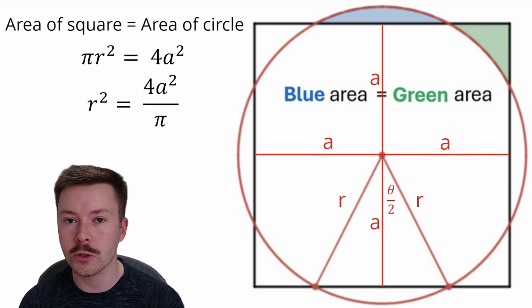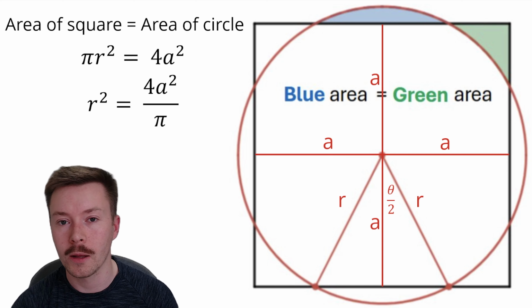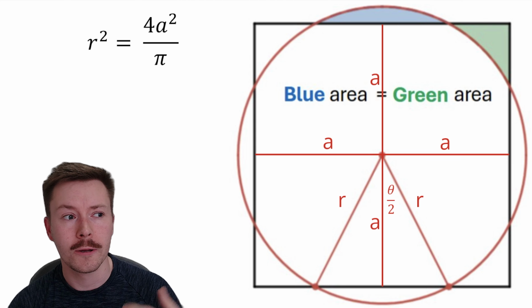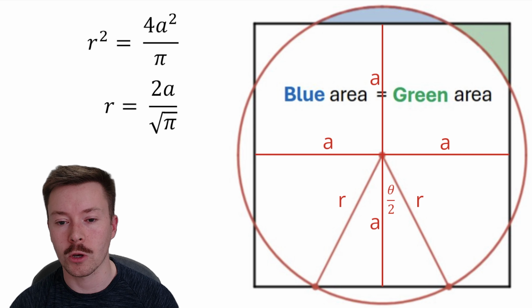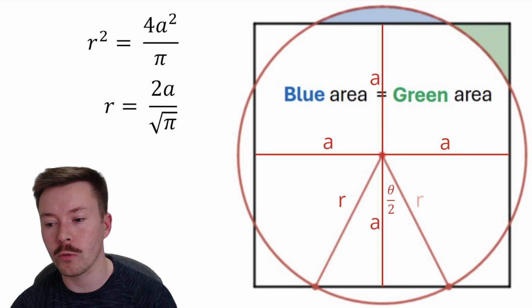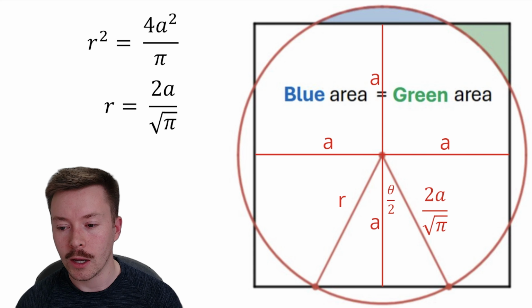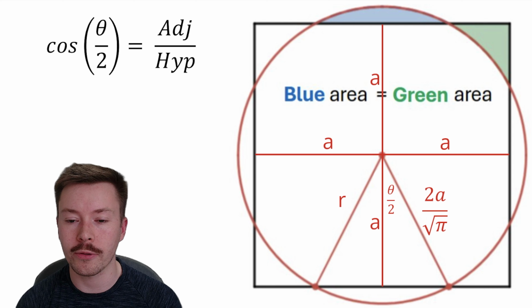Now if we divide both sides of that by pi, we get r squared is equal to 4a squared over pi. And then we're going to square root both sides of this equation to get not a value, but an expression for r. So r is equal to 2a over the square root of pi. Now I'm going to put that onto the diagram, replacing one of those r's there. And what I've then got is a right angled triangle with theta over 2.